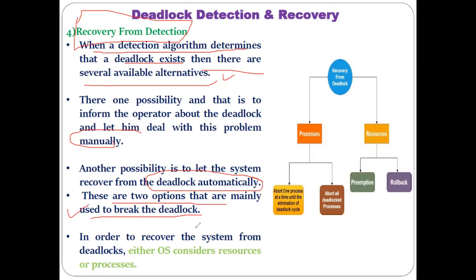In order to recover the system from the deadlock, the operating system considers it at the resource level, or the operating system considers it at the process level. Understood?